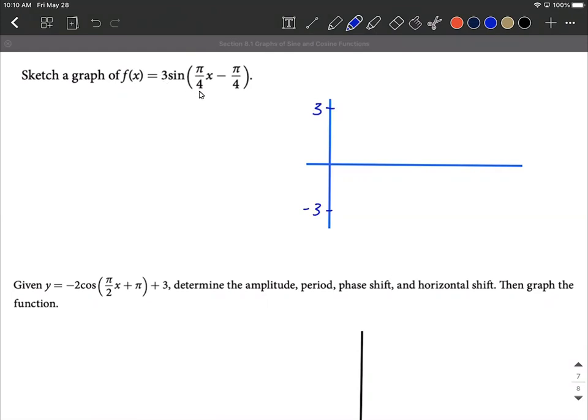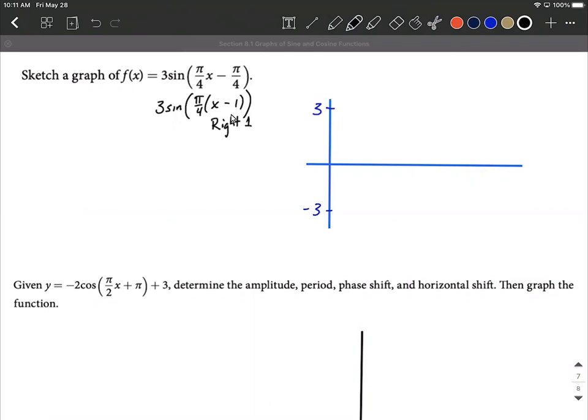All right. Next up, this pi over 4 times x minus pi over 4 on the inside here. Let's go ahead and just rewrite this quickly, and I think that'll help us out. If we factor out a pi over 4, that'll leave us with x minus 1 on the inside here. And what that allows us to do is see this pi over 4, that's going to affect the period. But this minus 1, that's going to be that phase shift. And when you're subtracting 1, that means everything's going to move to the right 1 unit.